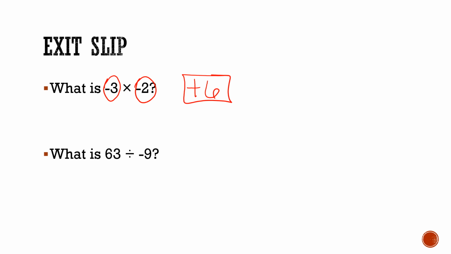In the second one, we're doing positive 63 divided by negative 9. So a positive and a negative is going to give us a negative answer. And 63 divided by 9 is 7, so you should get negative 7. Again, don't worry if you didn't get those, because that is what we're going to work on next week.